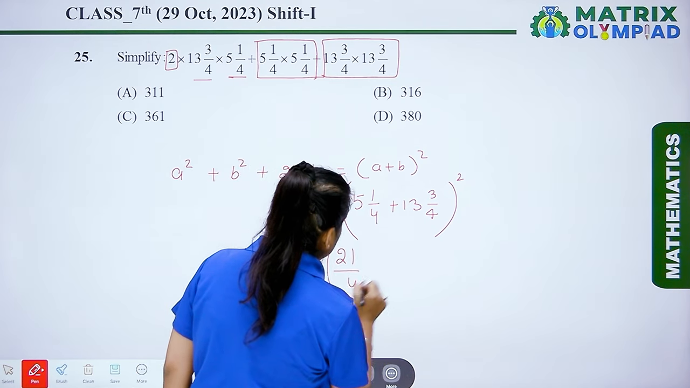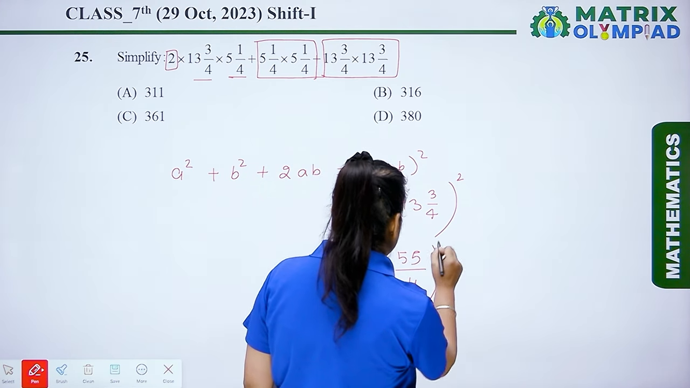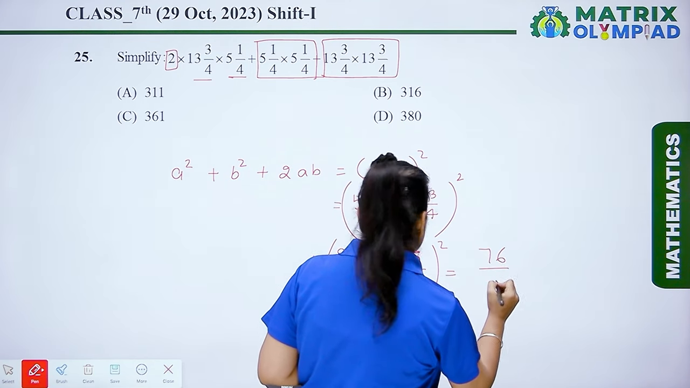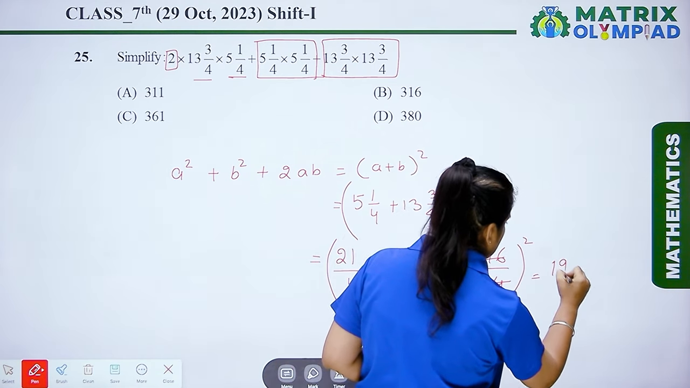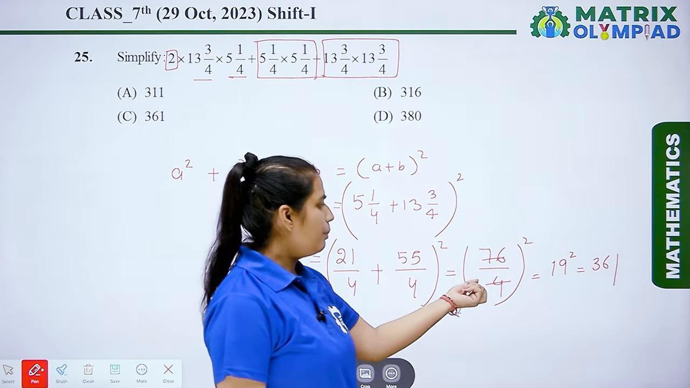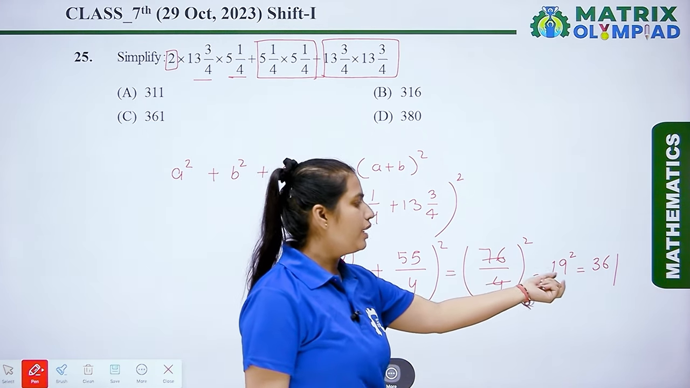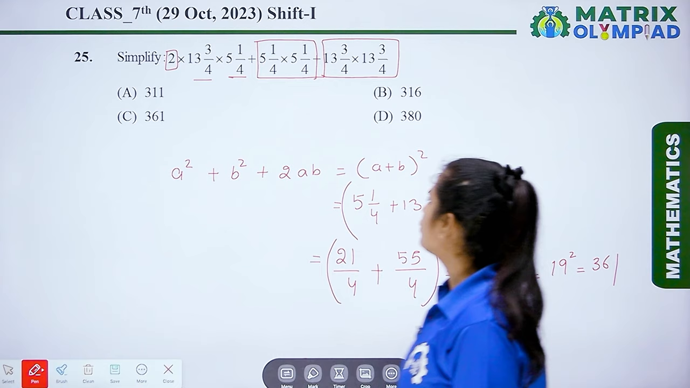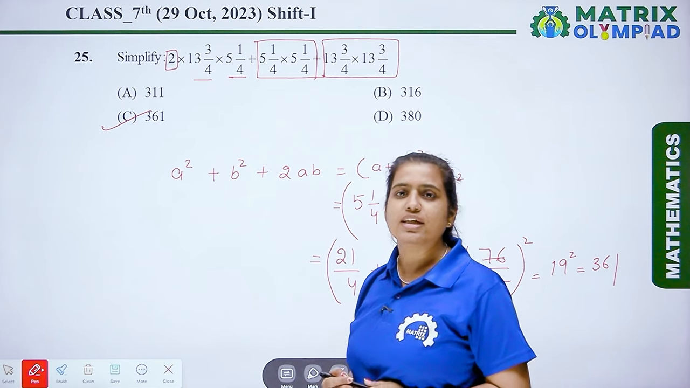21 upon 4 plus 55 upon 4, that is equal to 76 upon 4, which when simplified gives us 19 square, and 19 square is equal to 361. So now let's check the options. Here 361 is in option C. So option C is the correct answer.